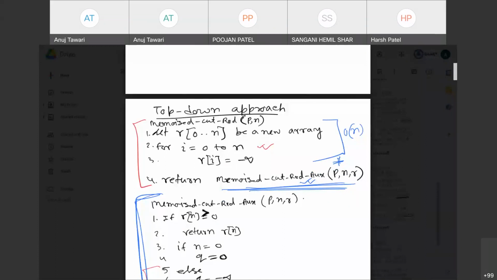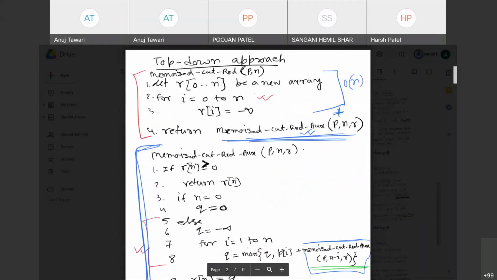And then we just return this memoized cut. We define this new array. If Rn is greater than or equal to 0, then return Rn. And let's define some variable q, which will store the value of the current maximum revenue. So if the rod is of length 0, then we get 0 revenue. Otherwise, we set q to minus infinity, and it will be the maximum of q.